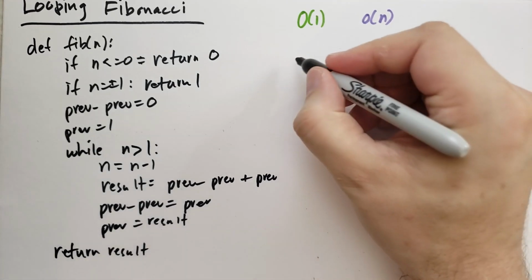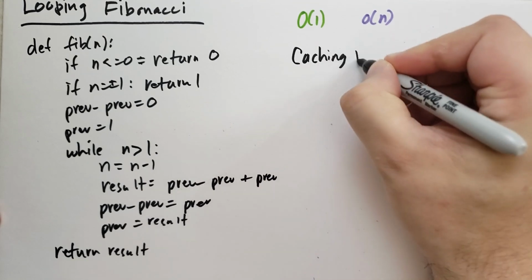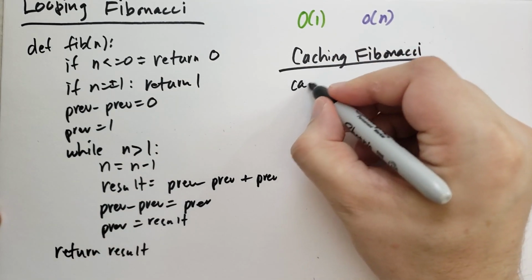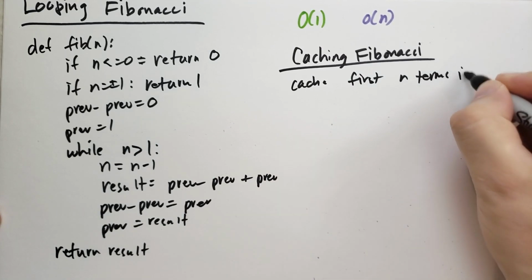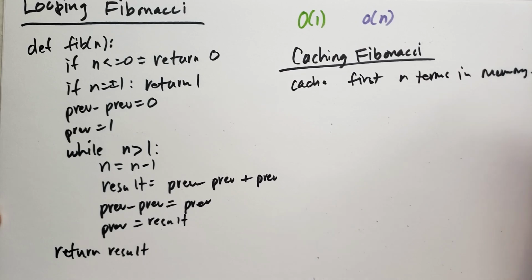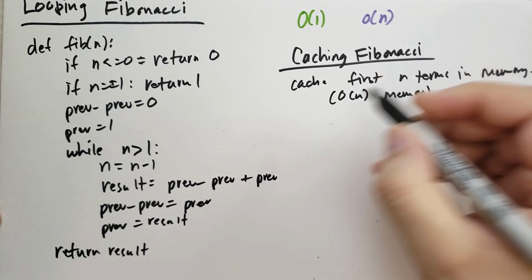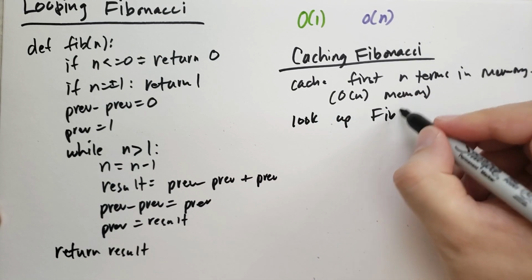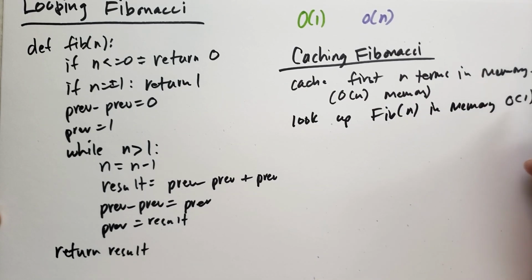We might also want to consider an alternative implementation called caching Fibonacci. What we would do is we would just cache the first n terms in memory, and that would obviously take O of n in terms of memory, and then we would look up Fibonacci of n in memory, and that's just an order 1 operation. So it's much faster, but it requires a lot of memory.